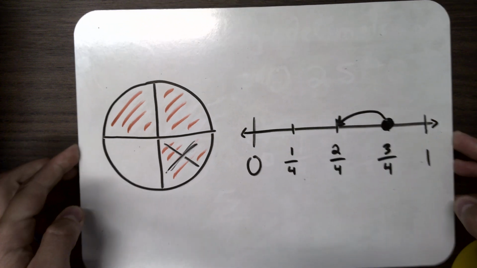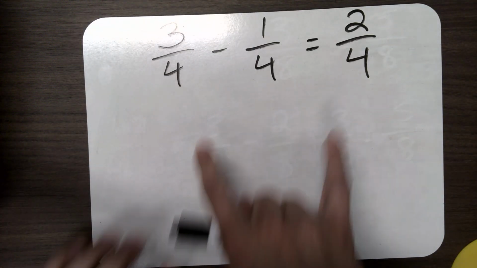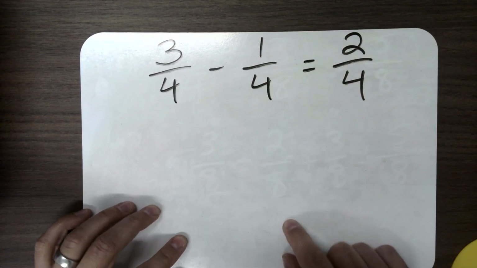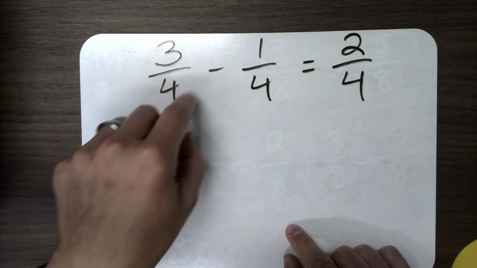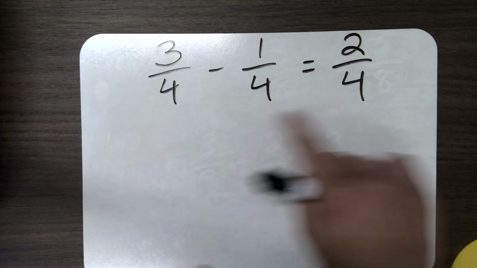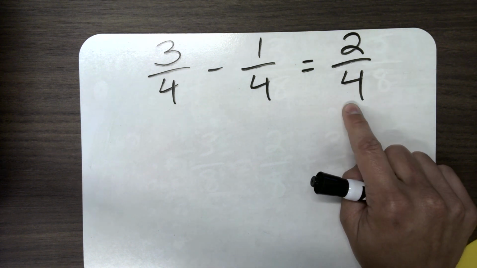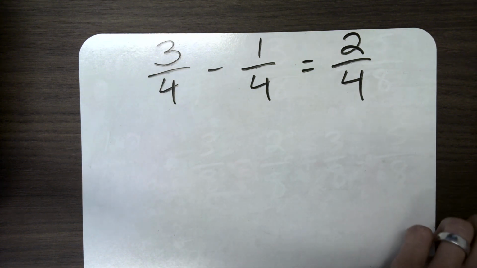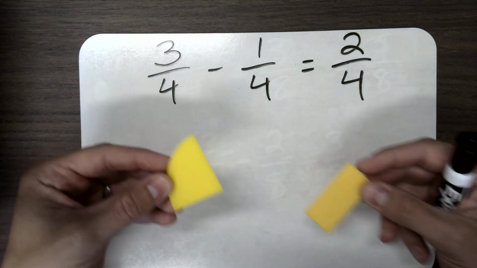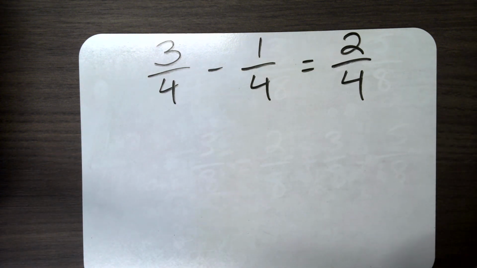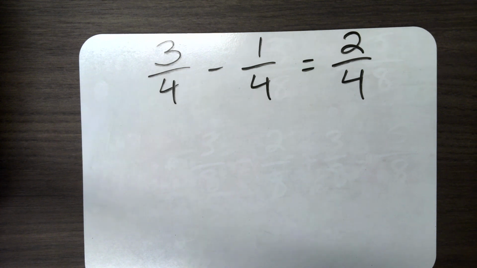Okay. And then this is our abstract model, right? 3/4 minus 1/4 equals 2/4, and again, our fourths are staying the same in our difference, our answer here, because those are the only pieces that we had in our model. Right? We only had fourths for the area and the length model. We didn't have any other units, so that's why that will stay the same.